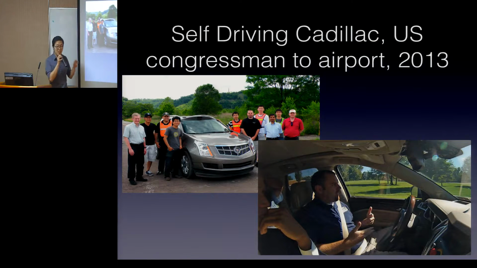But it did advance quite rapidly, and you can see that a whole lot of these sensors are gradually replaced by vision-based components. And this is the vehicle that CMU used to usher a US congressman to the airport. It drove on the highway at 70 miles per hour for 33 miles, and they made it to the airport in one piece.